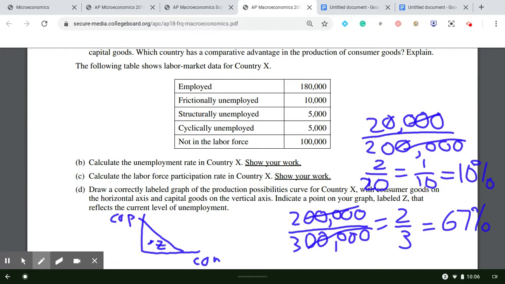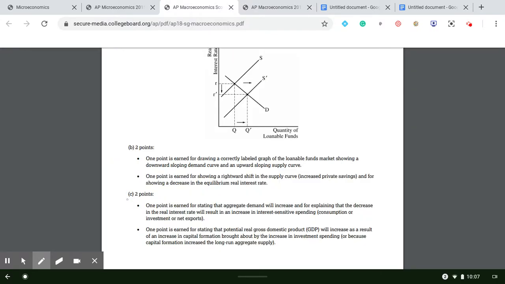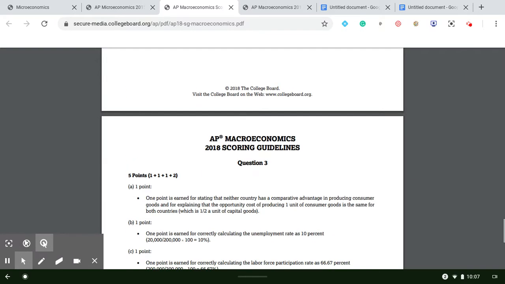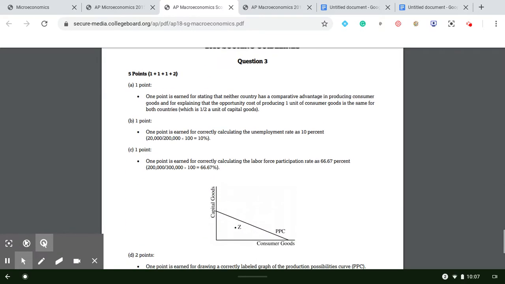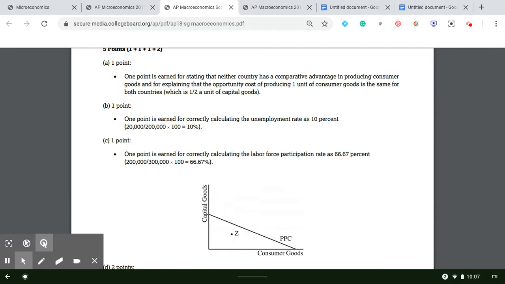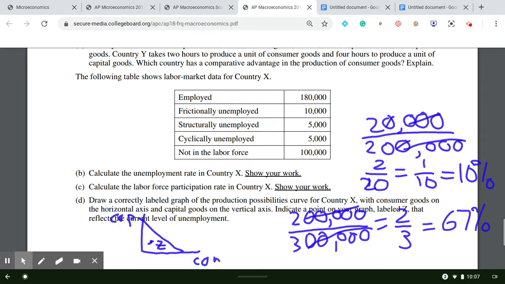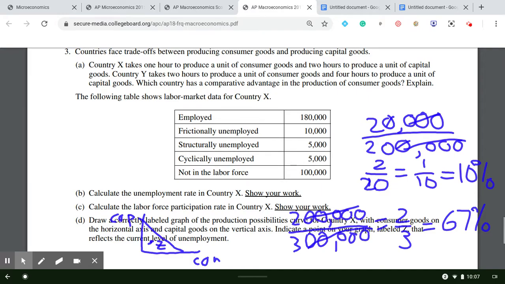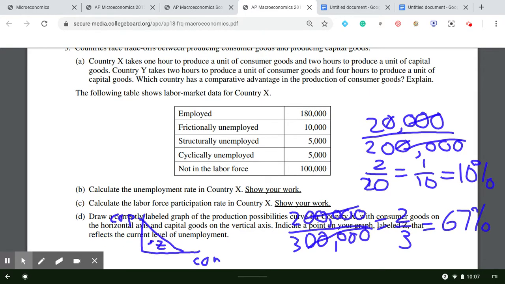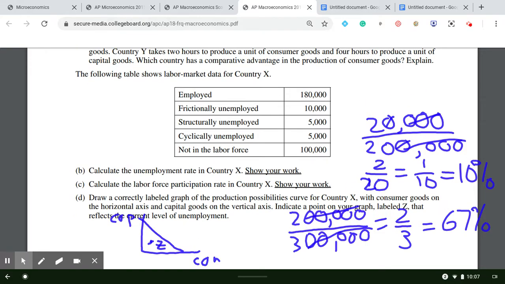Okay. All right, let's look at the scoring guide real quick. Oh, 1 point is earned for saying that neither country has comparative advantage in producing consumer goods and explaining that the opportunity cost of one consumer good is the same for both countries. What did I miss here? Let's see. Yep, country Y. It's not 1 hour to produce consumer goods, it's 2 hours. So it'd be 4/2, which is also two. So my bad there.